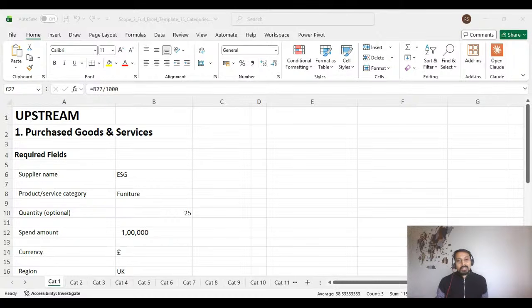And similarly, capital goods are also frequently changing and underestimated. So this is very important to understand, and it shows why it is very useful to utilize various types of tools, and why it is important to understand each and every scope 3 category.